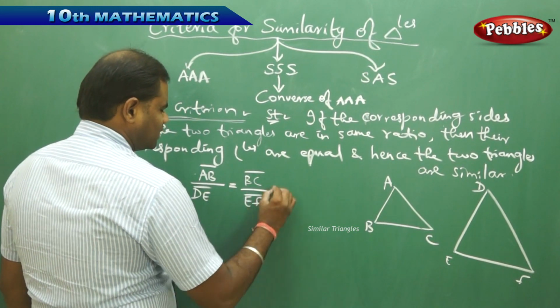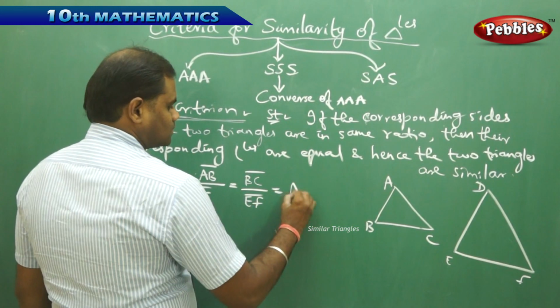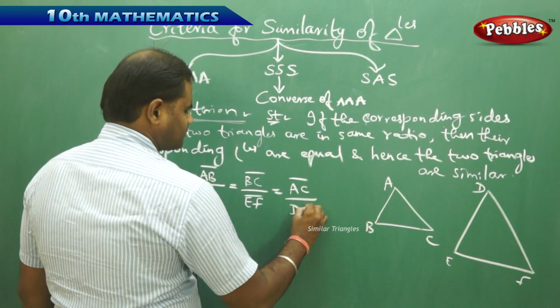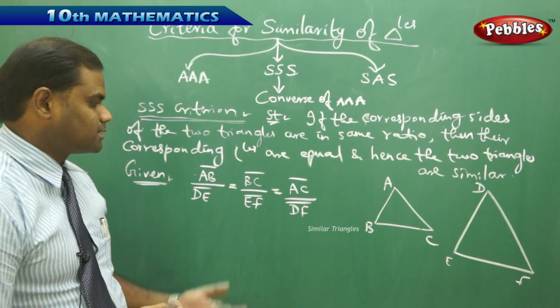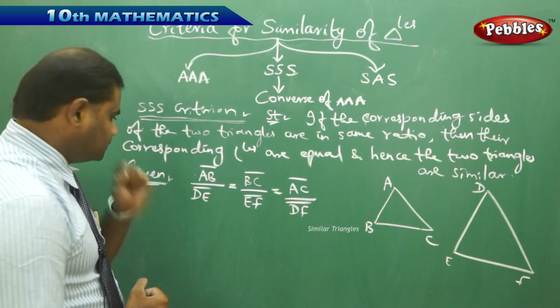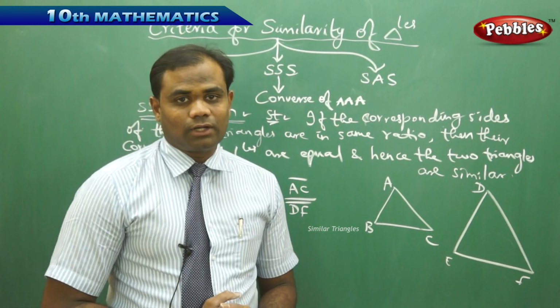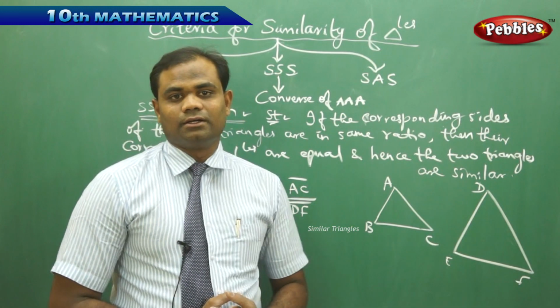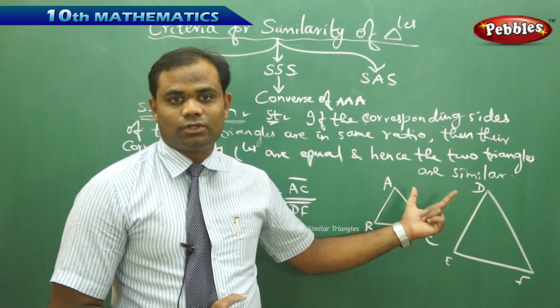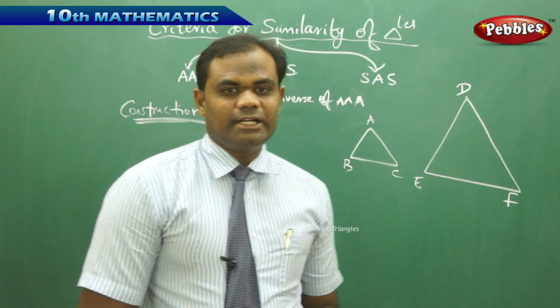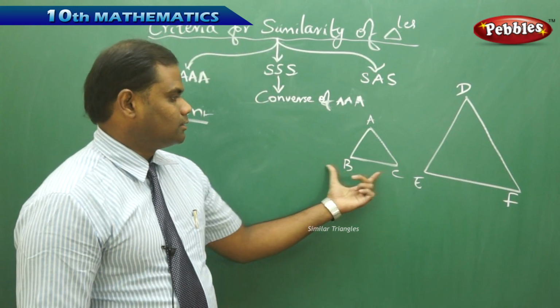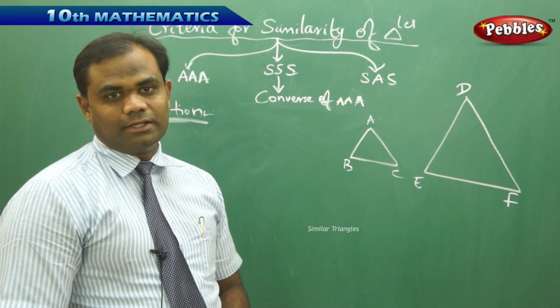BC by EF equals AC by DF is what we have as the corresponding sides equal. Now next, let's see what are the different constructions I need to make before proceeding for the proof of the theorem. So construction to be followed with. So let's see the construction in the two triangles ABC and DEF.